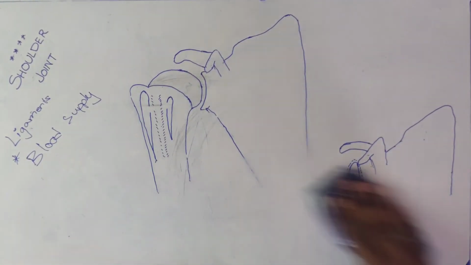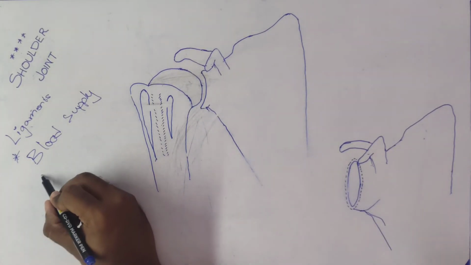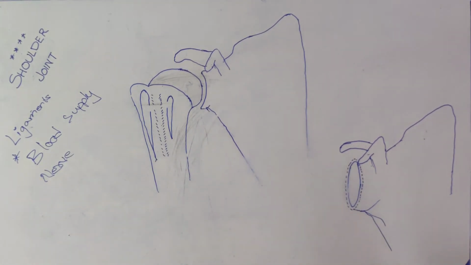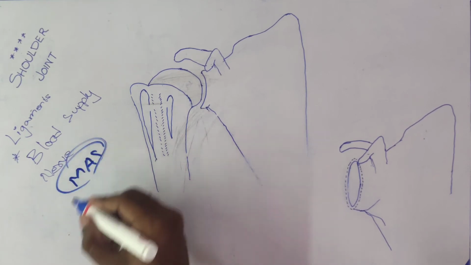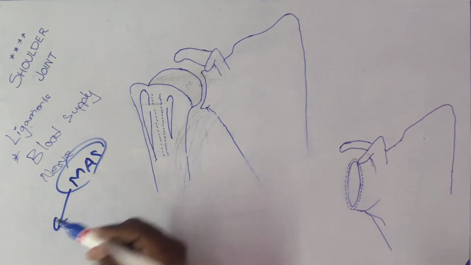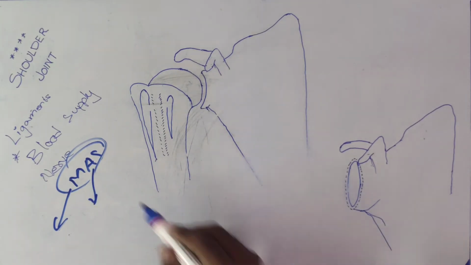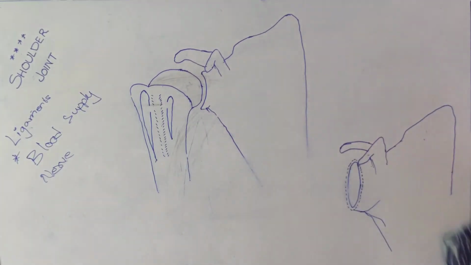And while going to the nerve supply, nerve supply is also very important, same as blood supply. The mnemonic of nerve supply is MAS, M-A-S. That means musculocutaneous nerve, axillary nerve and suprascapular nerve. These are all about nerve supply. We have completed the articulations, ligaments, blood supply and nerve supply.